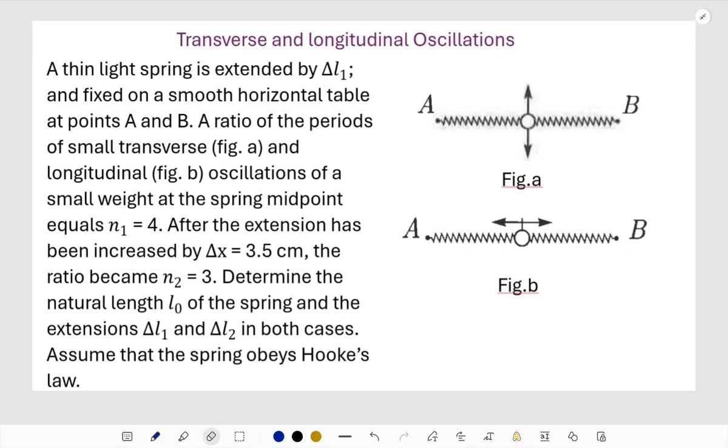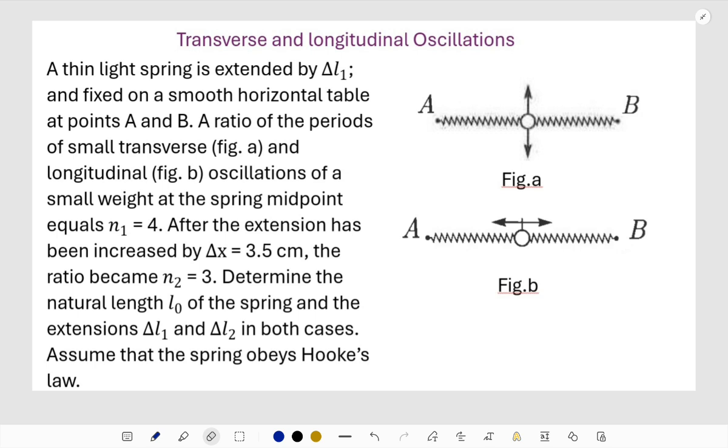Hello and welcome to a new problem solving session, and we are going to discuss some kind of oscillations in this video, and they are named as transverse and longitudinal oscillations. I don't know anything about all these things, so let's read the statement of the problem and just go to solve it.